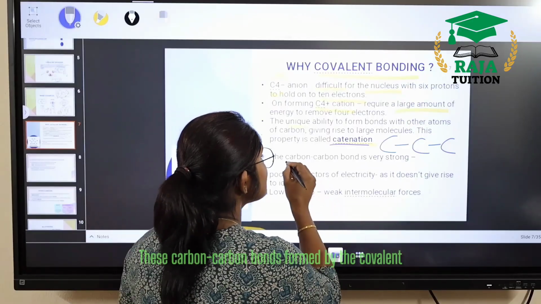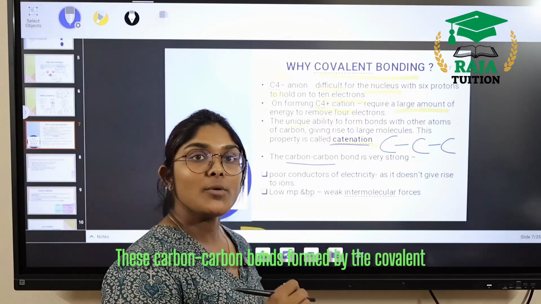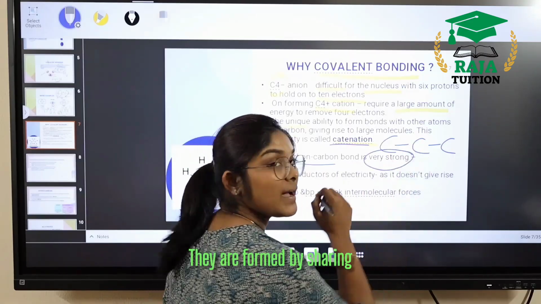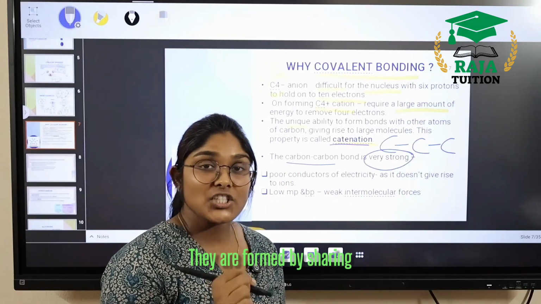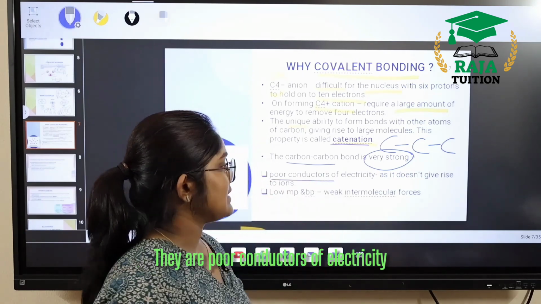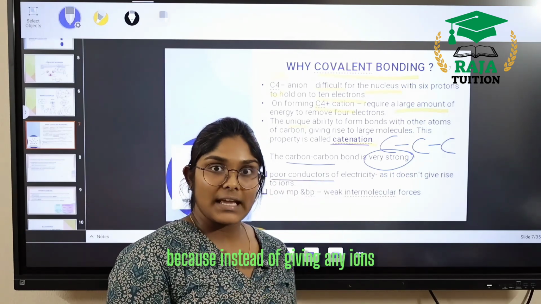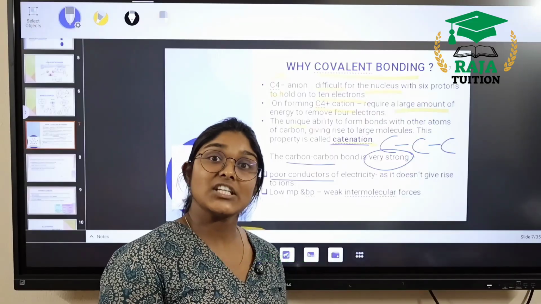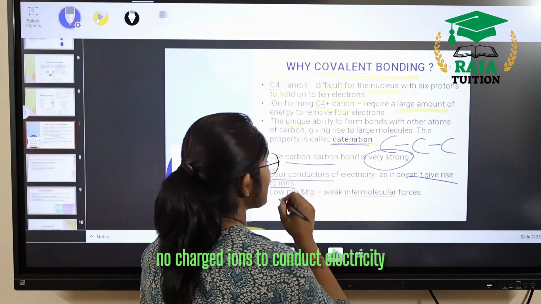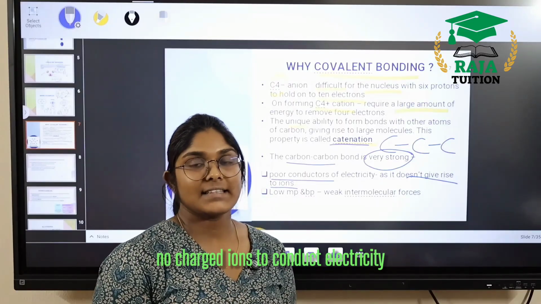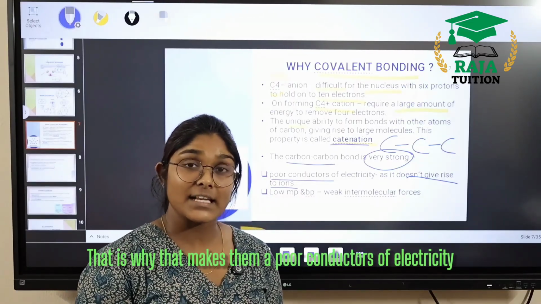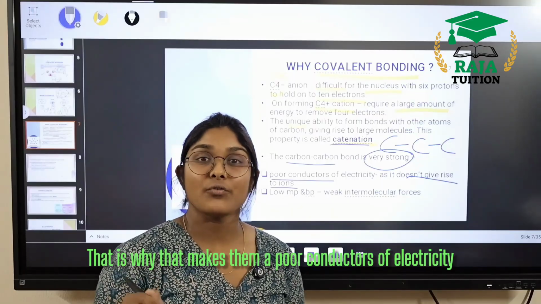Okay, these carbon-carbon bonds formed by covalent bonding are very strong. They are formed by sharing, and they are very strong. They are poor conductors of electricity, because instead of giving any ions or charged electrons, they are sharing electrons, and this will give them no charged ions to conduct electricity. That is why that makes them poor conductors of electricity.